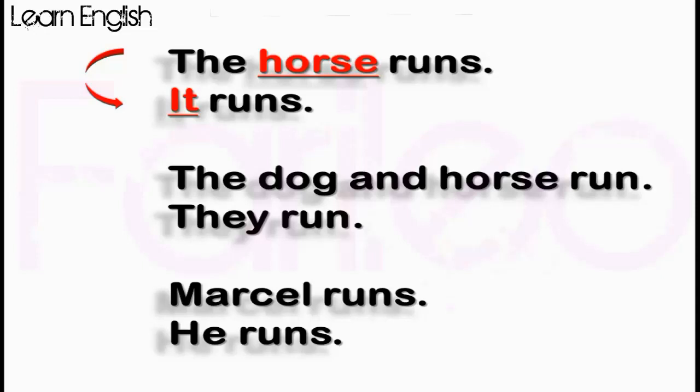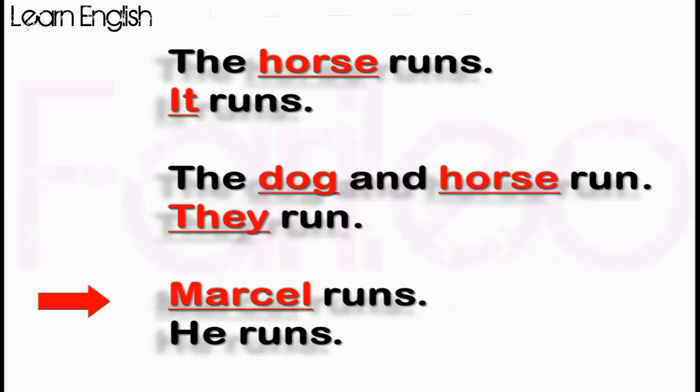The next one is the dog and horse run. Now again there are two animals, more than one, so we will be using they. The subjective pronoun they is used for more than one animal. They run. The next one is Marcel runs. Now Marcel is the name of a pet, which is a male pet, so we will be using he here. He runs.